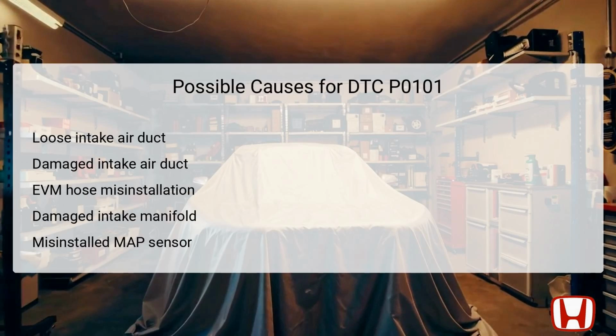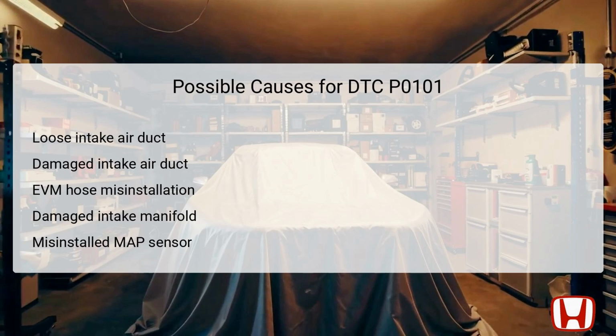Understanding the possible causes of DTC P0101 is crucial for effective troubleshooting. One cause can be a loose or improperly installed intake air duct, which may allow unmeasured air to enter the system, misrepresenting the actual airflow. A damaged air duct could also affect airflow readings, leading the PCM to register a discrepancy.